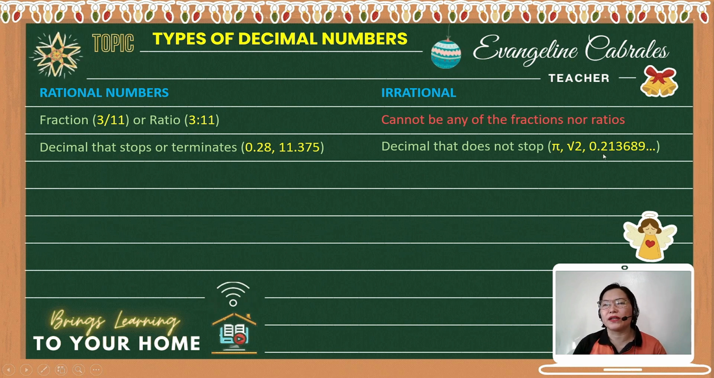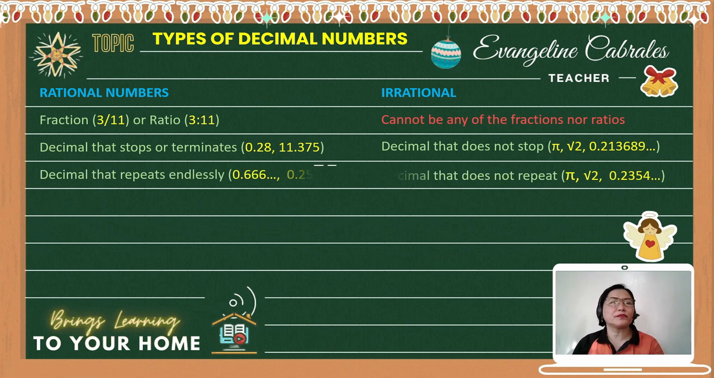O, this is another example. 0.213689... May tatlong tuldok na nakasunod kasi ang tatlong tuldok ay nagpapakita o nagsisimbolize na may mga kasunod pang digits yan. Hindi na lang isinulat dahil nga endless o walang katapusan. So, tandaan, ang tatlong tuldok sa dulo ng decimal ay nagpapakita na may mga kasunod pa siyang numbers or digits.